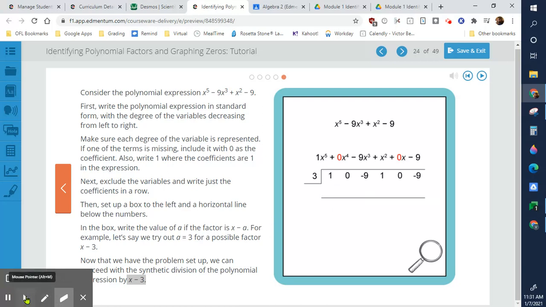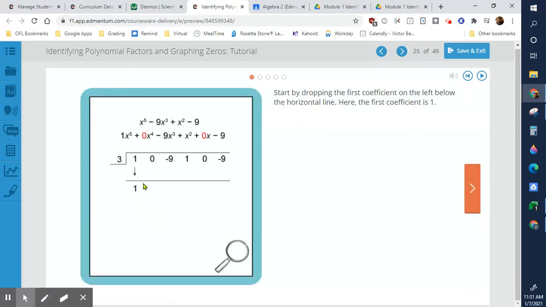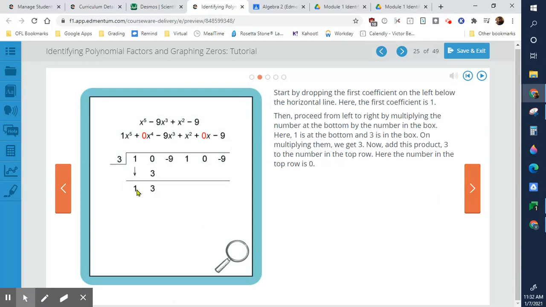All right, so we're going to bring down that 1. And then in the next one, we have to do 1 times 3. Well, 1 times 3 is 3. So right here, we're going to put 3. And then we have to add these two. So 0 plus 3 is 3. Next one, we're going to do 3 times 3, which is 9. We're going to fill that in there, add it, 0. So 0 times 3 is 0, so we put a 0 here. 1 plus 0 is 1.